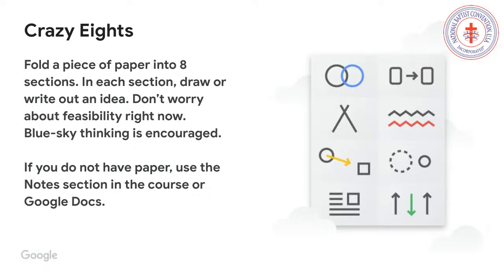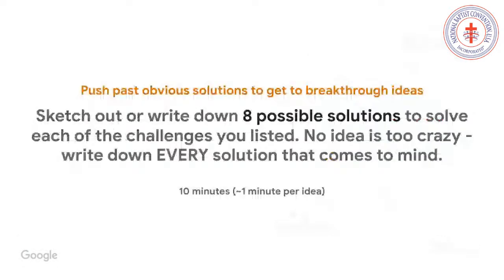But there's also a note section in Brushfire. But this is an exercise where you can just fold a paper into sections. We have a blank piece of paper, and then just write out ideas in each of those areas. So you have those 8 sections, and you draw it out. And so after you draw out 8 solutions for each challenge, then we'll be able to share and then whittle down. So again, just write down 8 possible solutions.